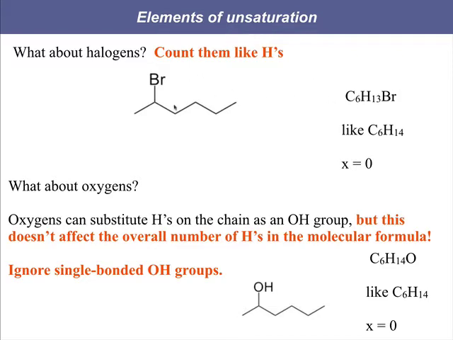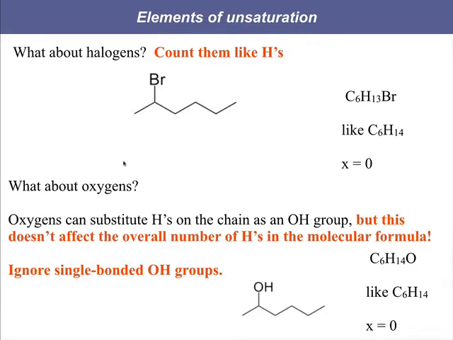C6H13Br, which is the formula for this structure, if we're going to treat the halogen like a hydrogen, might as well be C6H14. And again, that means that our X is 0. This does not count as an element of unsaturation. Oxygens are a little weird because it depends on other contexts, whether or not they saturate or unsaturate the molecule.